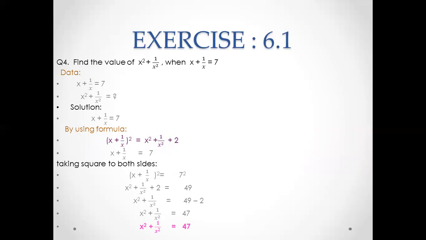And the square of 7 is 49. Now this is plus 2. When we shift plus 2 to the other side, the sign will become negative. x² + 1/x² is equal to 49 minus 2, which is 47. This is our answer: x² + 1/x² is equal to 47.